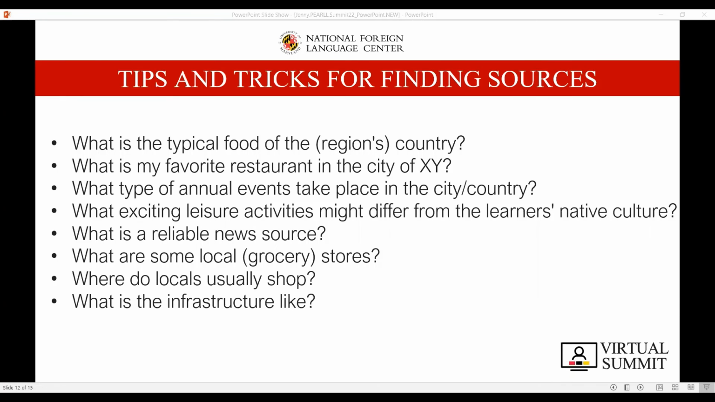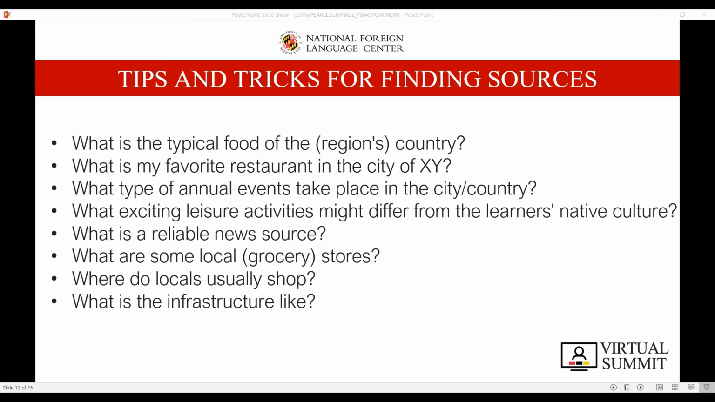What is the typical food of the country? What is my favorite restaurant in city XY? What type of annual events take place in the city or country? What exciting leisure activities might differ from the learner's native culture? What is a reliable news source? What are some local grocery stores? What are some store chains in general? Where do locals shop? Chains, local farmer markets, individual stores, etc. What is the infrastructure like? Education, official institutions, transportation, and so on and so forth.